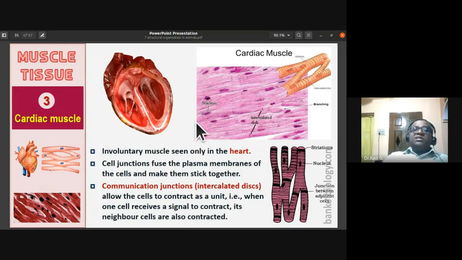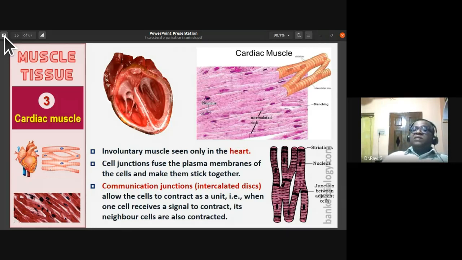The cardiac muscles help in the origin and conduction of impulses. The origin of impulses is by the pacemaker of the heart, which we call the sinoatrial node. The SAN is the pacemaker of the heart, also called the heart of hearts. The sinoatrial node initiates the heartbeats. The human heart is myogenic.